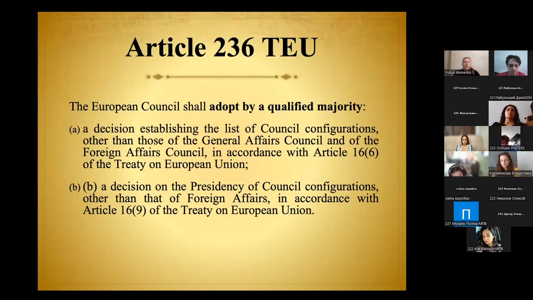So, according to Article 236 of the treaty, the European Council shall adopt by a qualified majority the decision establishing the list of council's configurations other than those of the General Affairs Council and of the Foreign Affairs Council, and also the decision on the presidency of council configuration other than that of foreign affairs in accordance with Article 18. So there is a strict rule about the issues that have to be voted by qualified majority. You remember that needs 55% of member states, representing at least 65% of the population of the European Union.